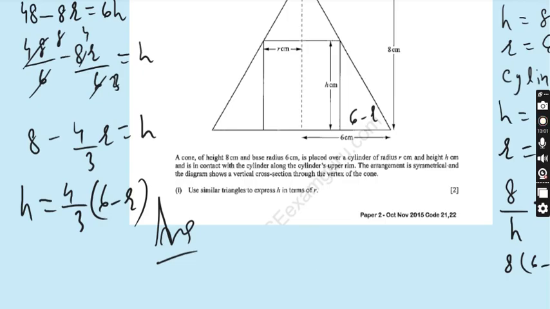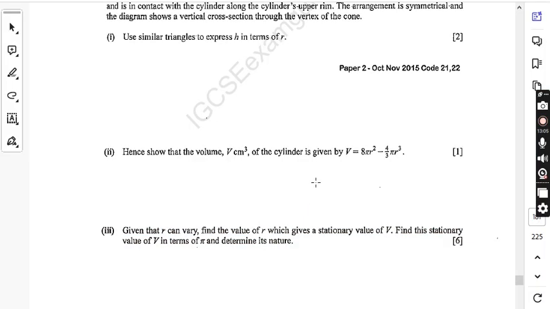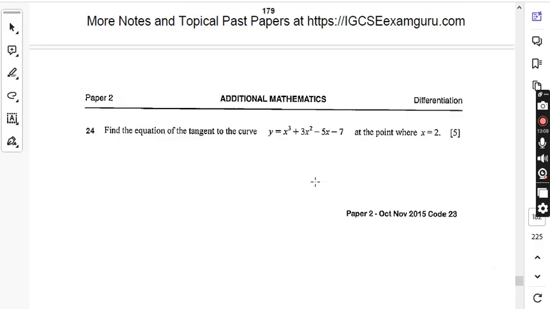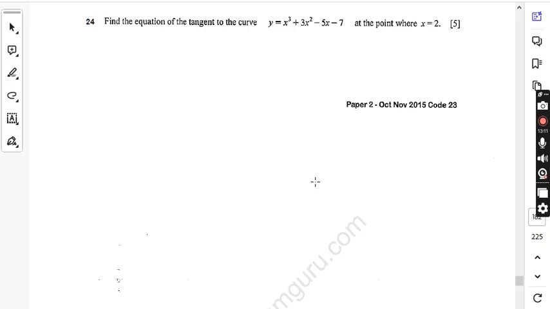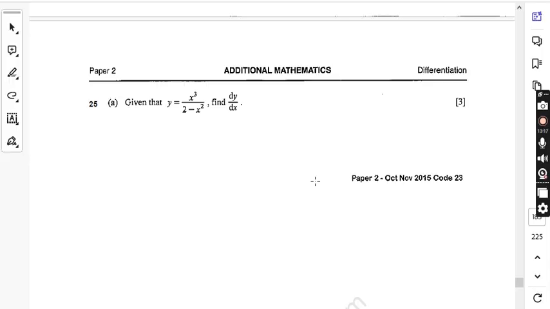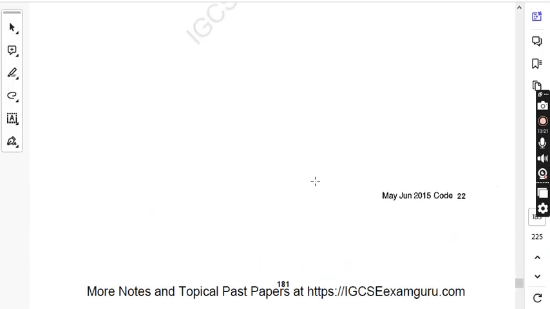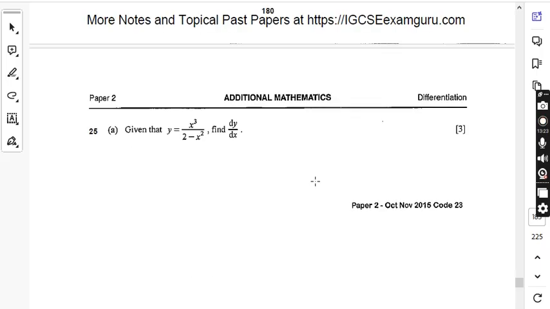So be careful, students. This is our today's class where we did the whole question 23, and in the next lecture I will finish the topic of differentiation. Only 2 questions are left, 24 and 25, and after this I will do another topic.